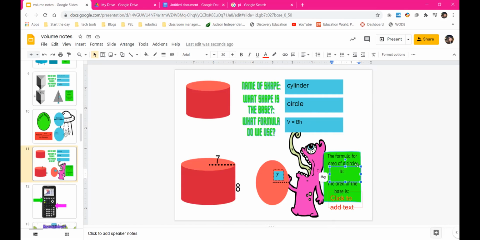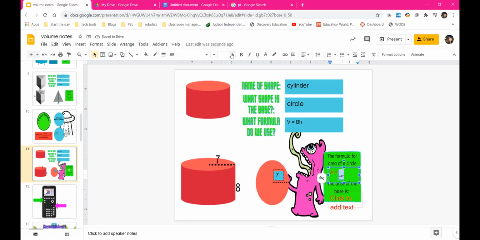So this one you might need to consult your star formula chart. It's not one that you might recognize right off the bat, but it's area equals pi r squared. I'll make that bigger.